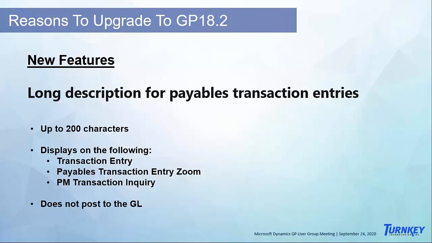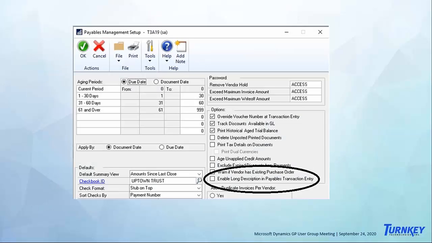They do display on the pages that I show you there: the transaction entry, the payables transaction entry zoom, and the PM transaction inquiry. That long description will also print on several of the common check forms, such as the check with stub on top, and check with stub on top and bottom, the ones that most people use. It does not post to the GL though. There is a checkbox for controlling that feature. When you're in payables management setup, you'll see at the very bottom right whether or not you want to turn it on.